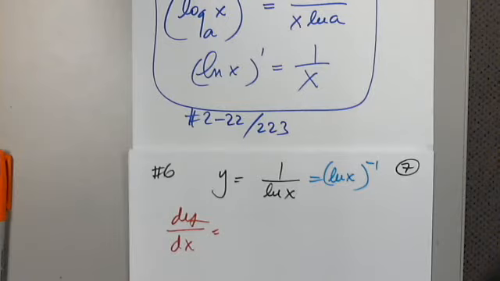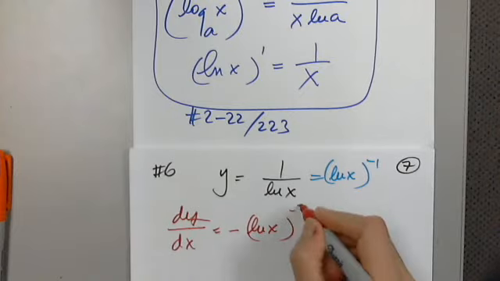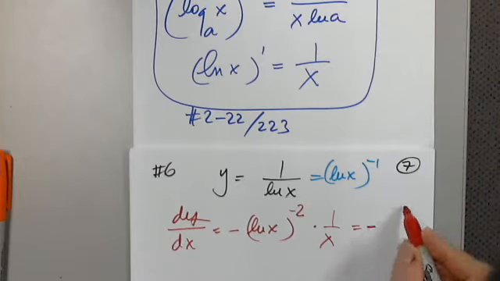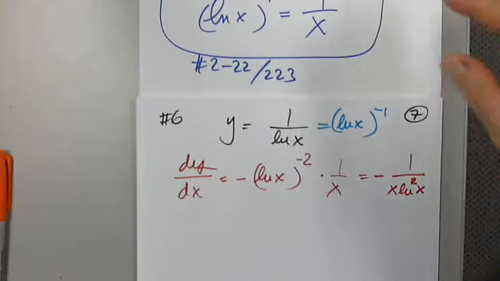I have to bring the power in front now, because I differentiate: -1 times natural log raised to which power? -2. Correct. Now times the inner function prime: 1 over x. And yes, now I can go back. I don't like negative exponents, and I can do this now. Be careful not to put the power on x. The power 2 in the denominator is on natural log.